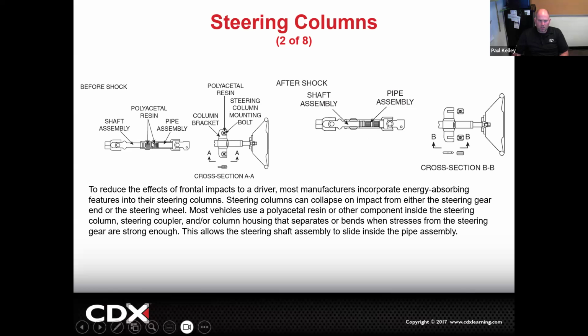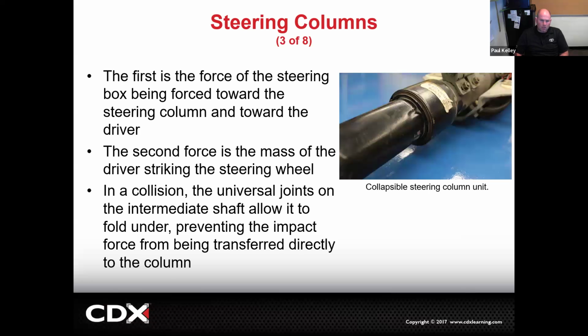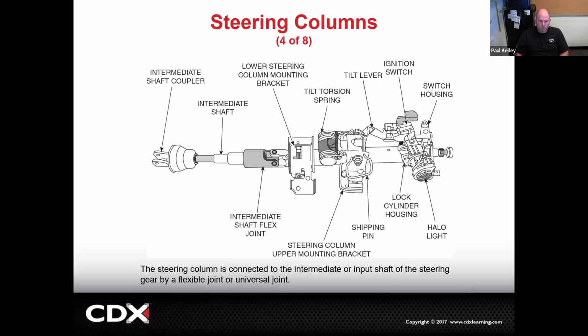So if you look back here, these were further apart. After the shock, they're closer together. If you looked at these clips, they were attached, and after the accident, they detach. So it can bend the bracket, but the column won't move. Kind of a good idea. And then we get a little bit more into steering columns. So this is again showing the collapsible column.